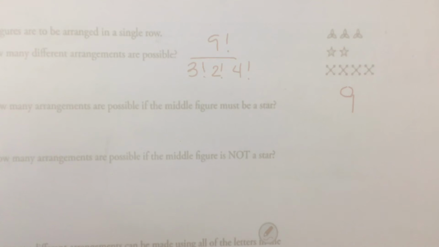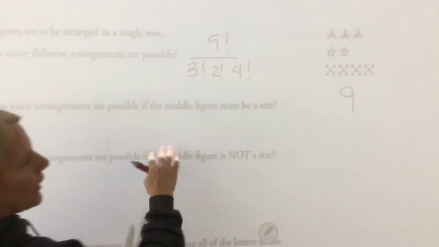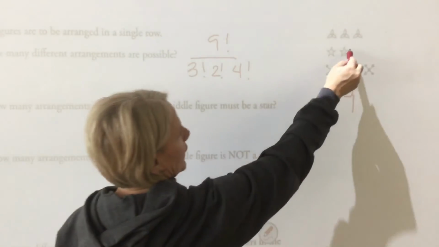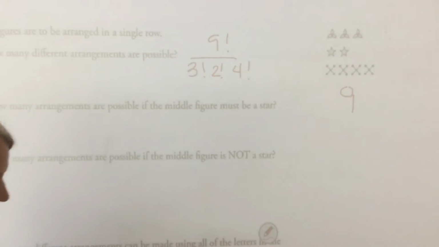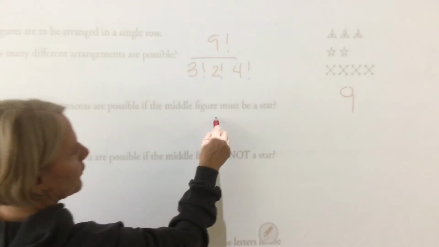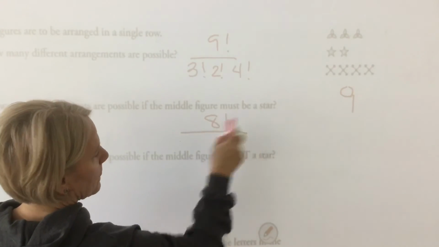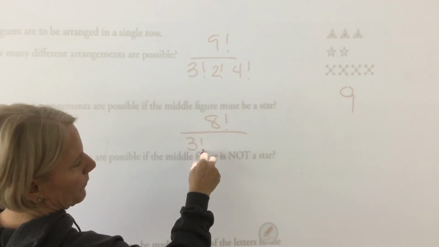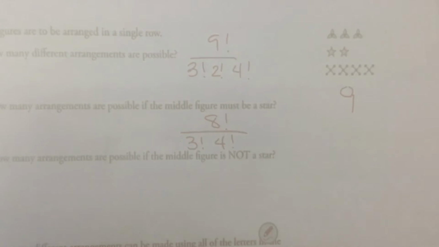Now this next one's a little bit different in that: how many arrangements are possible if the middle figure must be a star? So I can think about, well, if the middle one has to be a star, then I can just take it out of the mix altogether. So now I just have 8 objects, 3 of them will repeat and 4 of them will repeat.